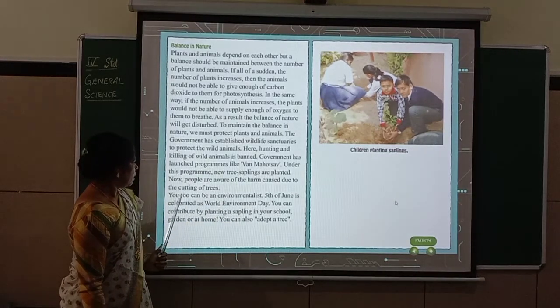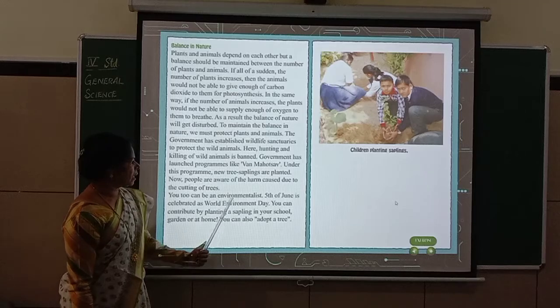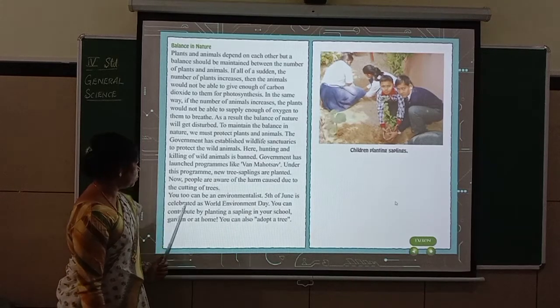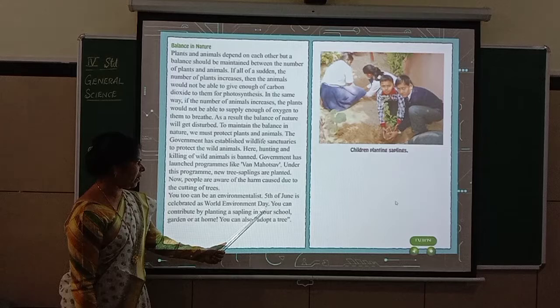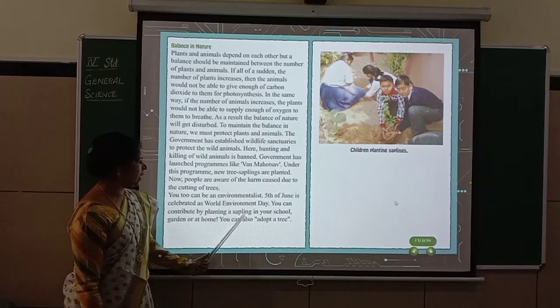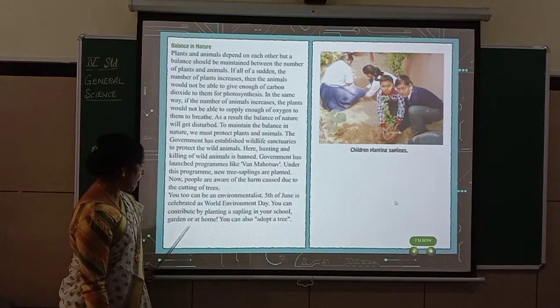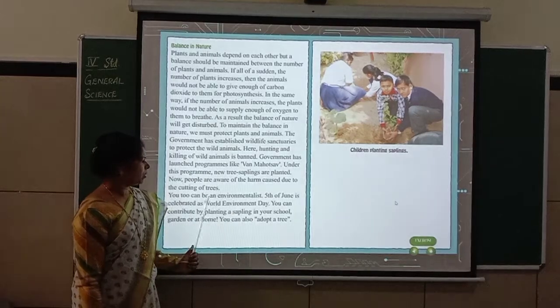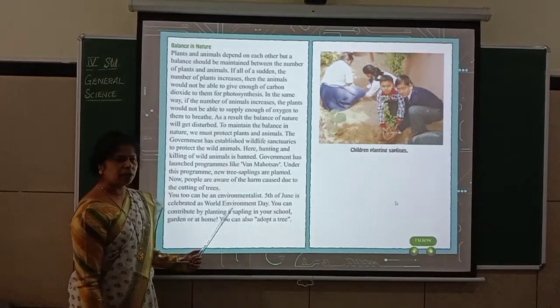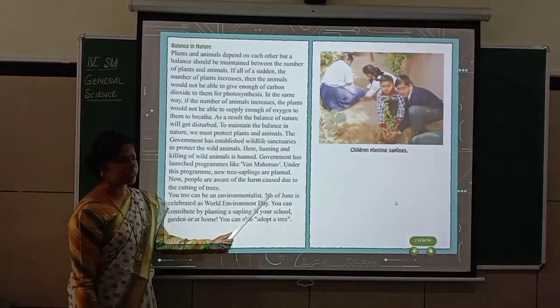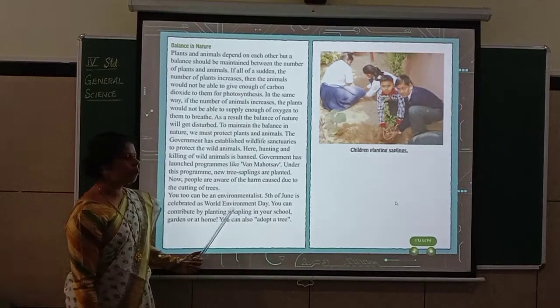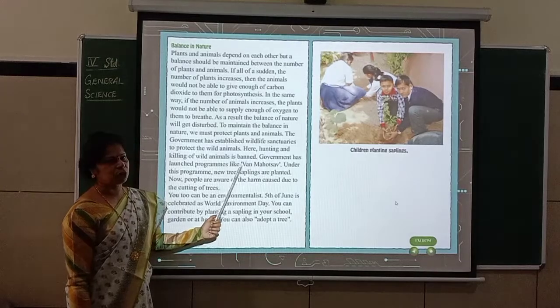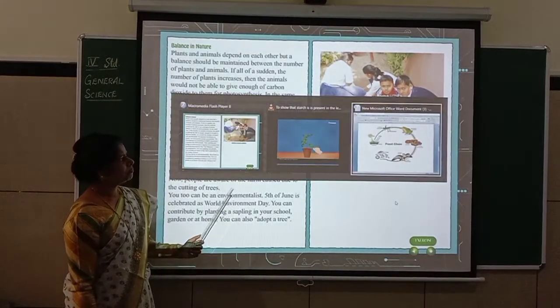So you too can be an environmentalist. 5th of June is celebrated as World Environment Day. You can contribute by planting a sapling in your school, garden or at home. You can also adopt a tree. This is already done in our school, where every 5th of June is celebrated as World Environment Day. You can see one or two images of that here.